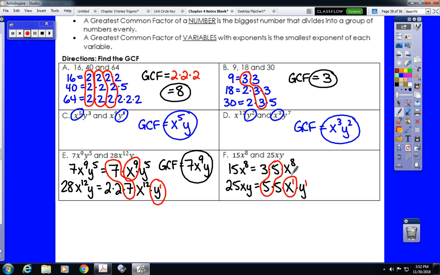And that raises a new point because now if we go to look at y, it would not be included in the greatest common factor because there's only a y in one of our two lists. There is no y on 15x to the eighth. So y cannot be part of the greatest common factor. So the greatest common factor would be 5x to the first.